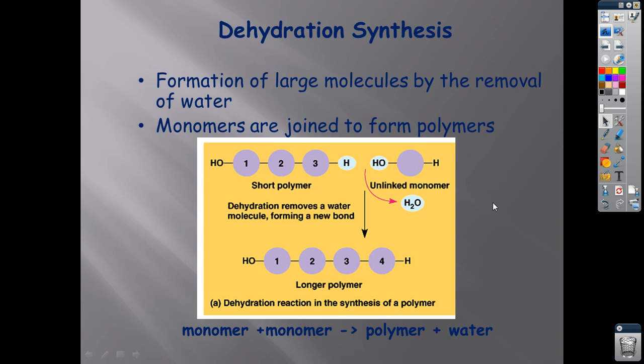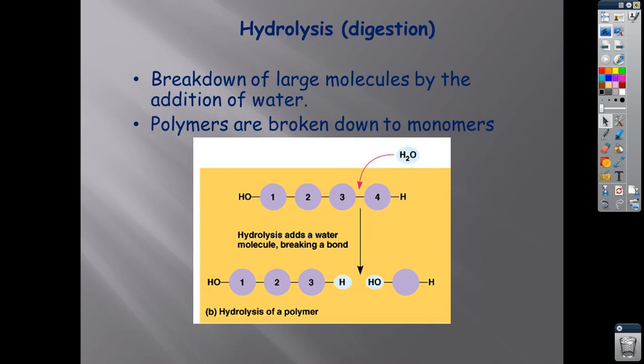Okay, so a monomer plus a monomer equals a polymer, which is obviously going to need to remove water to form that polymer. Then you have the opposite. Well, if you take water out to make a polymer longer, then when you add water in, you're going to break the polymer apart.